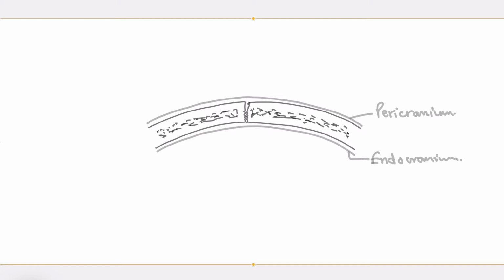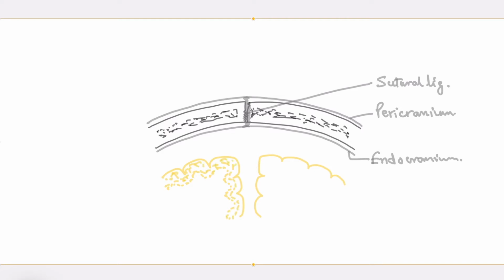But the important thing is that these two layers are connected with each other here at the suture, and this is called the sutural ligament. Now inside, what I'm drawing here is the cerebrum. The cerebrum on the outside has the cerebral cortex, and on the inside is the white matter. So you're finding sulci and gyri on the surface.